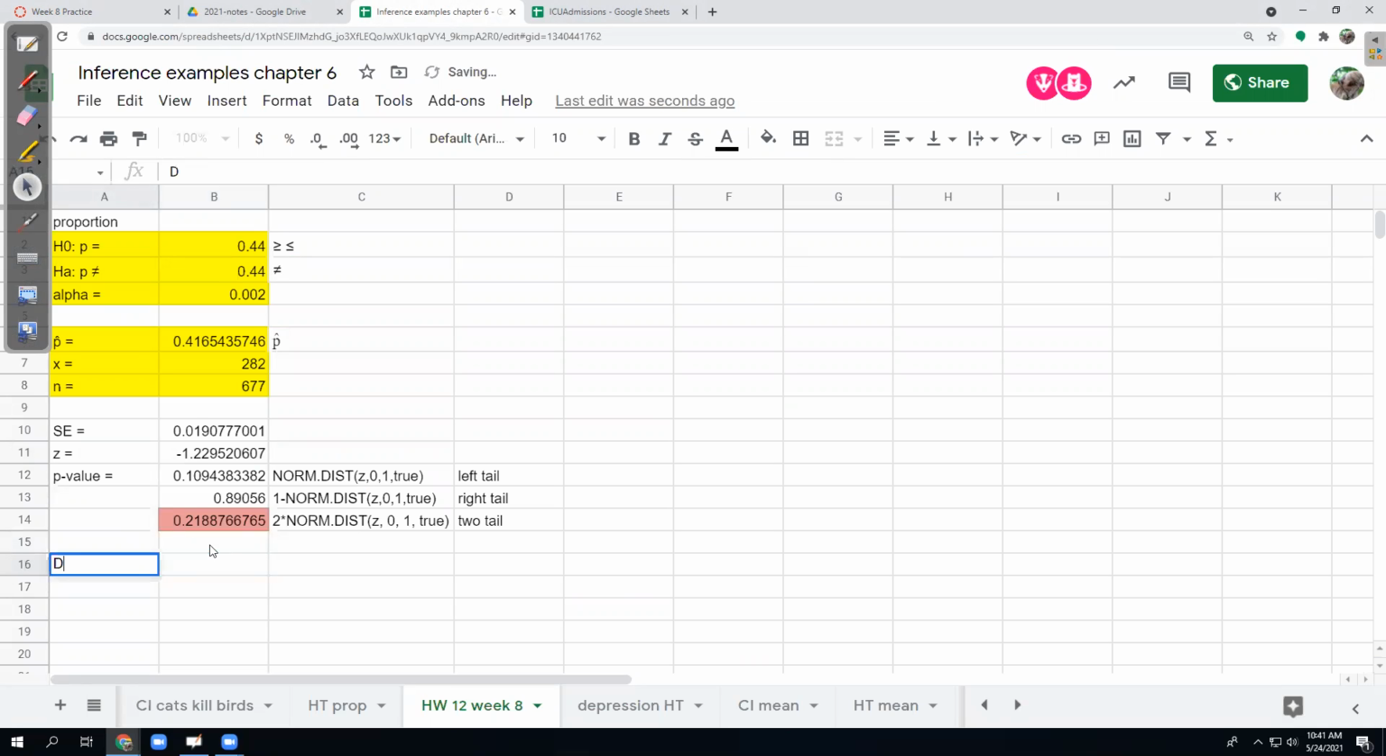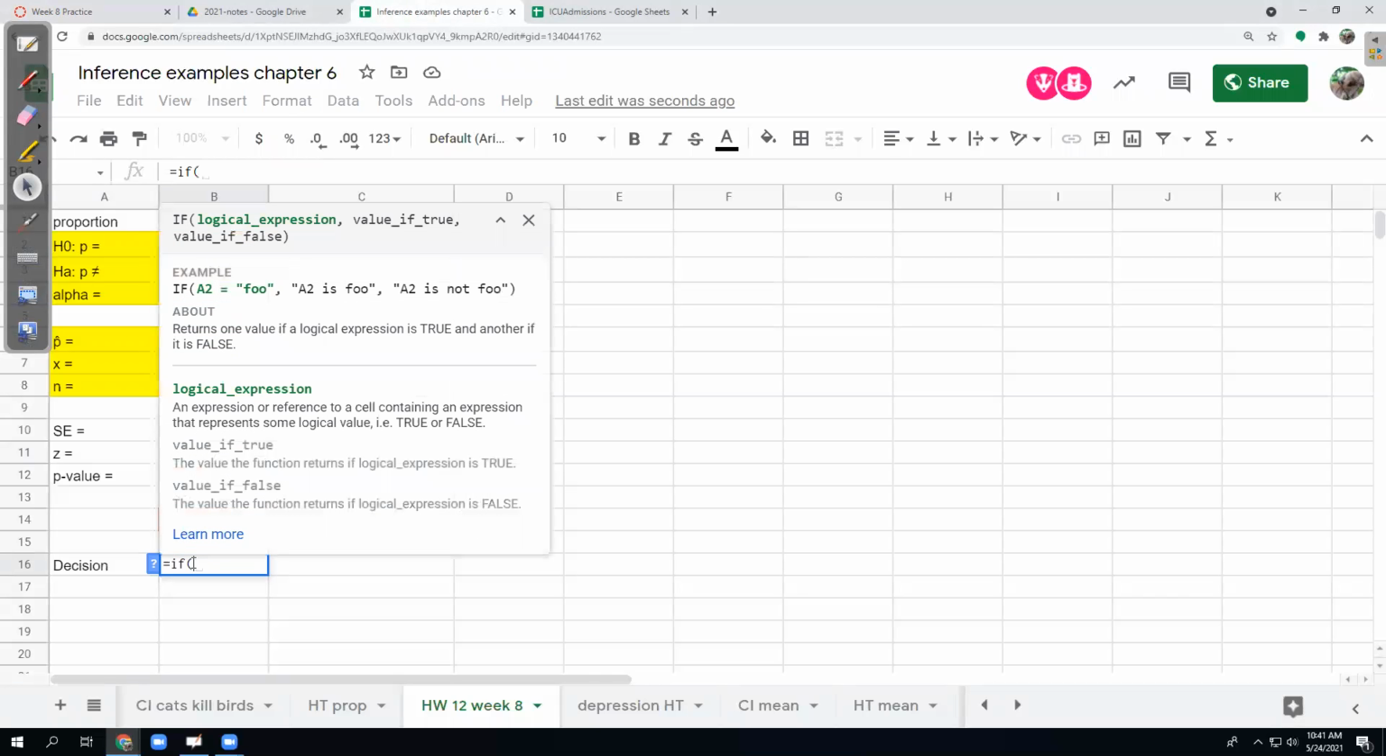So let's see. Decision. Oh, you can't copy. Something changed in Zoom. You can't copy from the chat. So let's just type this out for fun. So as a human, to make the decision here, what I do is I look at my p-value and I say, is that bigger or smaller than alpha? If it's smaller, I say, hey, let's reject the null. If it's bigger, I say, no, let's not. And the computer can do that decision with an if statement. So let's put it in here for fun.